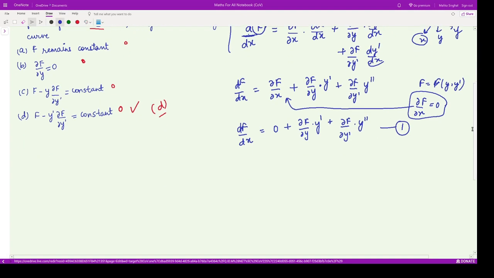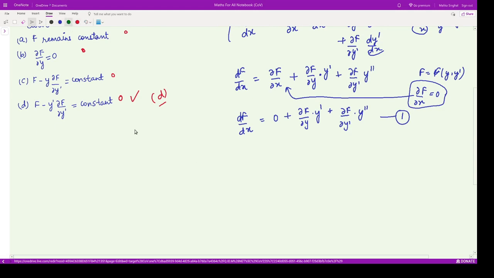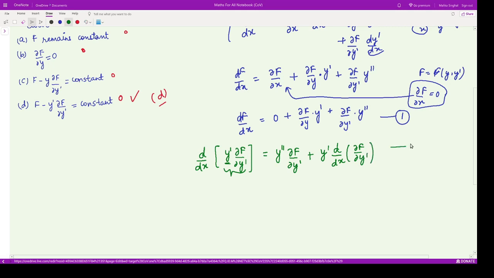Now next, let me calculate the derivative with respect to x of the term y dash del f by del y dash. I have to apply the product rule over here. Firstly I take the derivative of y dash, which is y double dash, then del f by del y dash as it is, plus y dash as it is, times the derivative of the other term. So I have d by dx of del f by del y dash. Mark this as equation number 2.